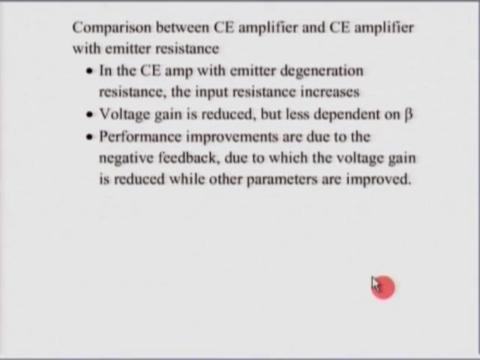Now, let us compare these two amplifiers, the common emitter amplifier with an emitter bypass capacitor and the common emitter amplifier without an emitter bypass capacitor. In one case, the amplifier with an emitter resistance, which is generally called the degeneration resistance, we saw that the input resistance increases, but the voltage gain gets reduced. The advantage was that the voltage gain expression was much less dependent on the beta value. And also, because of the negative feedback, the other parameters of the amplifier also improve.